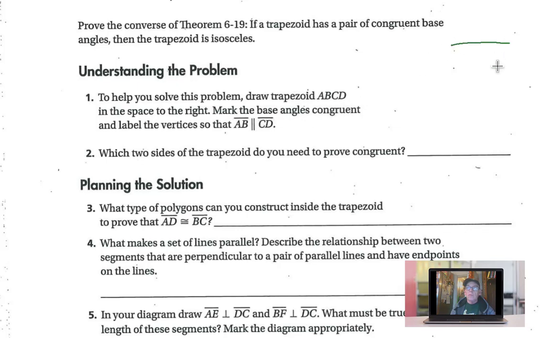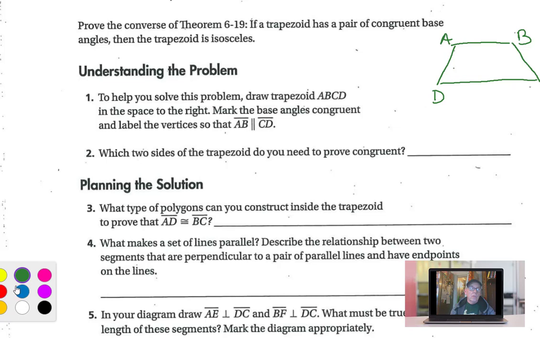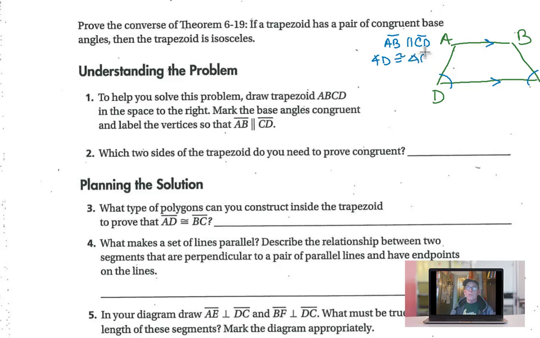Okay, so I'm going to draw a trapezoid, one pair of parallel sides. Draw the legs in, A, B, C, D, and we're going to mark the base angles congruent. And label the vertices so that AB is parallel to CD. Okay, so we got AB parallel to CD, and angle D is congruent to angle C.